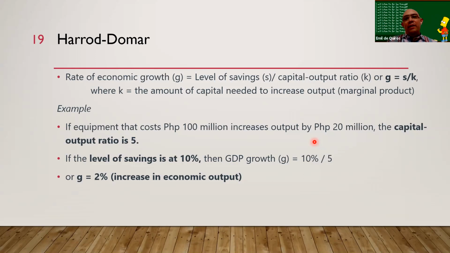That's the G. The level of savings is S. What you don't consume becomes savings. Flip side. And then there's a term he called capital output ratio, which is K. Basically, that's the output, the increase in output that capital or a durable good can produce. Again, in economic terms, it's the marginal product.